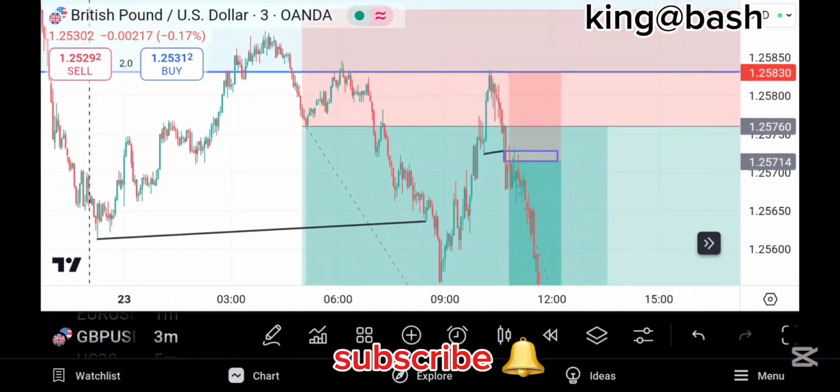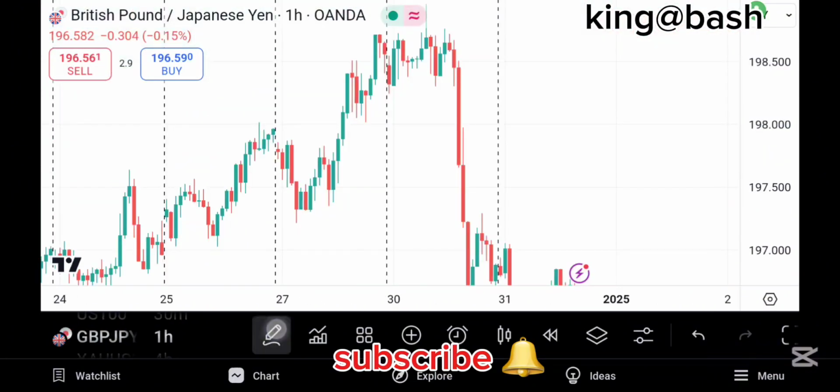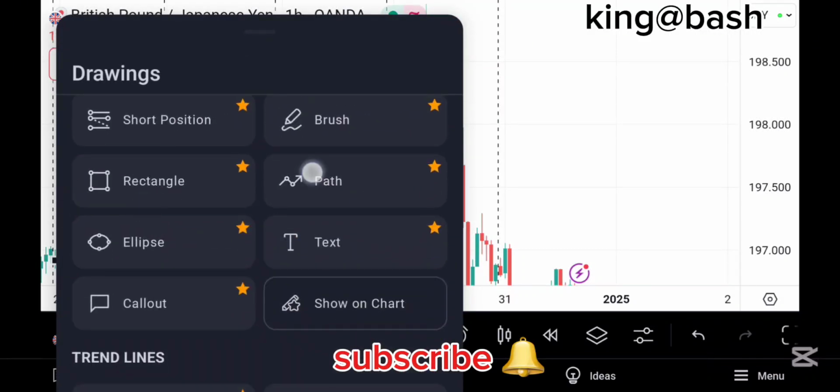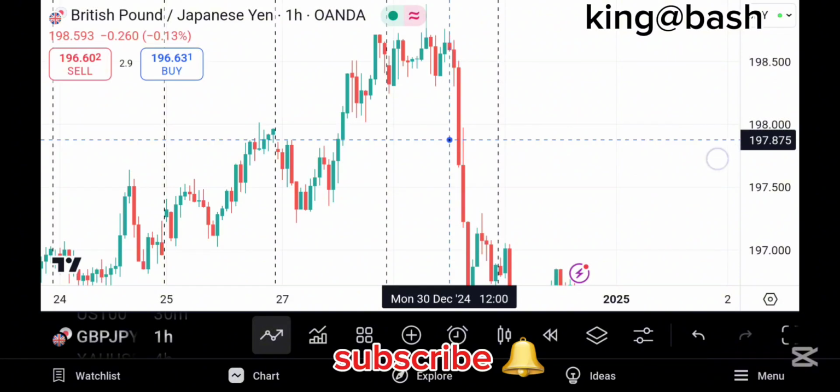So let's take another example. This is another pair here, GBP JPY. You can see this is a 1 hour time frame.